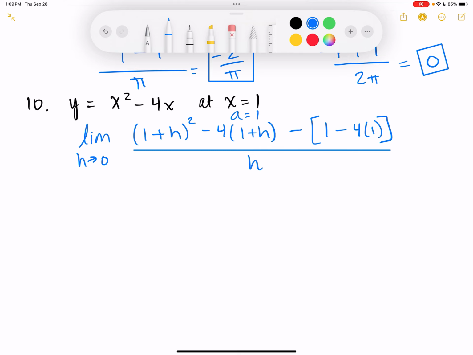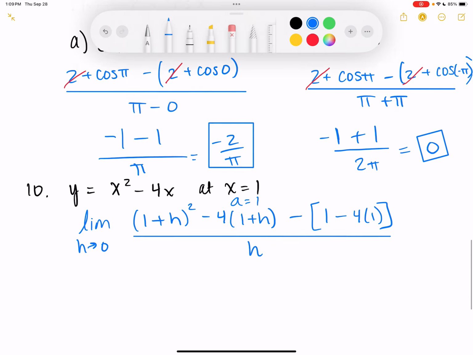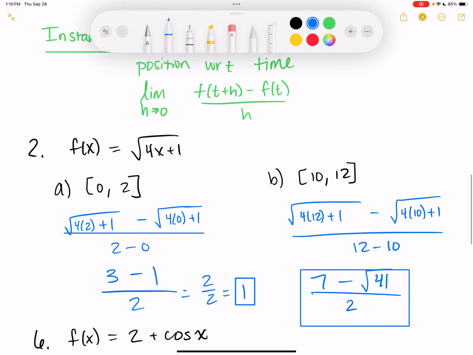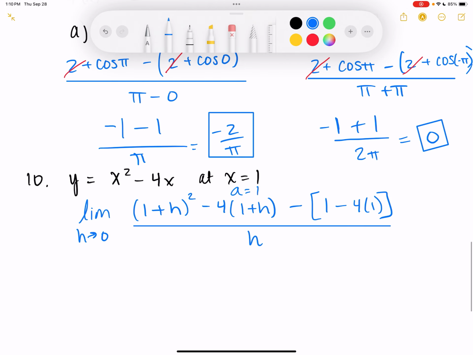Can you go through that again and explain what each part is? Yeah. So these first two pieces, this 1 plus h squared minus 4 times 1 plus h, I'm just going to scroll back up because it's easiest to see it. That is this f of a plus h part in the formula. Then minus f of a, which in our case was just 1. So this minus and then everything in the bracket is this function evaluated at 1. And then it's all over h, the bottom part of that formula. Is everybody tracking? Yes. Okay.